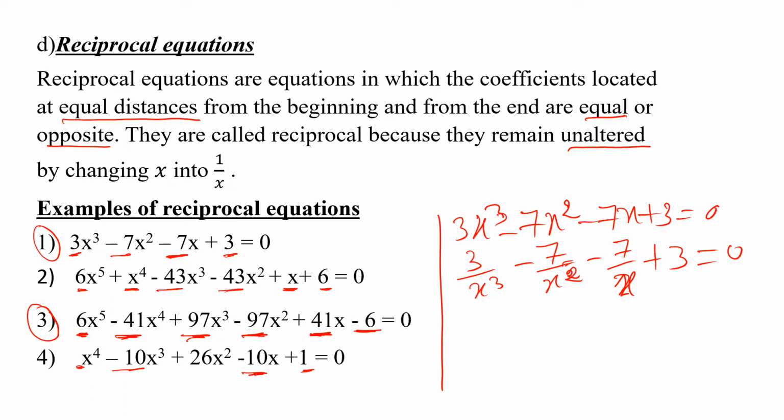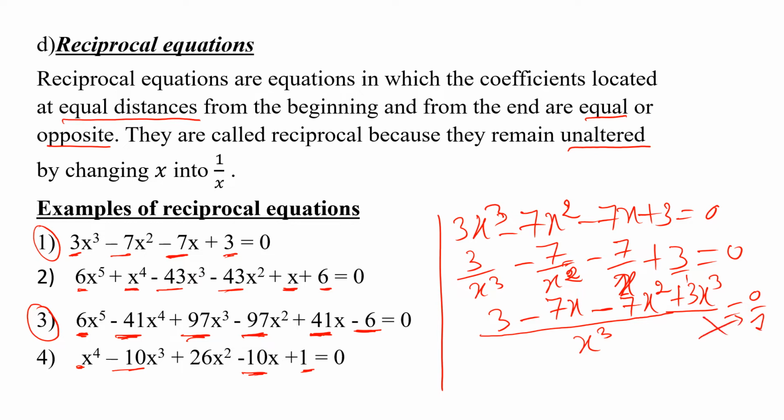Now, we're going to find the common denominator. As you see, the common denominator is x power 3. Here we divide, then we get 3, minus 7x, because x power 3 divided by x squared is x, times 7 is 7x. Here we get minus 7x squared plus 3x power 3, over x power 3, equals 0 over x power 3.